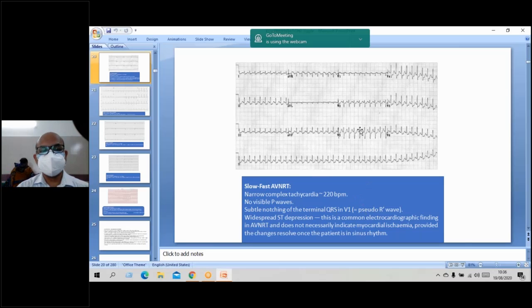subtle notching in terminal QRS in V1, and widespread ST depression. This is a common electrocardiographic finding in supraventricular tachycardia and does not necessarily indicate ischemia provided it resolves with the rhythm. That is called rate dependent ischemic change. Rate dependent ST depression. Okay, this patient has rate dependent ST depression.